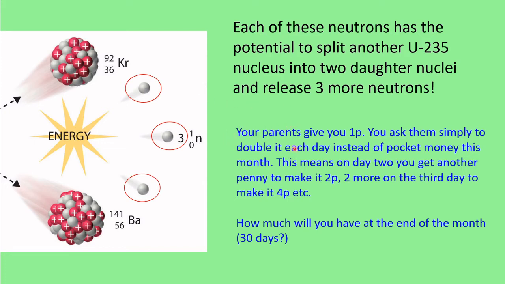So, little situation here. Your parents give you 1p. You ask them to simply double it each day instead of pocket money. So that means on day 2 you get 2p, on day 3 you get 4p, etc. How much do you think you'll have at the end of the month? Have a think.